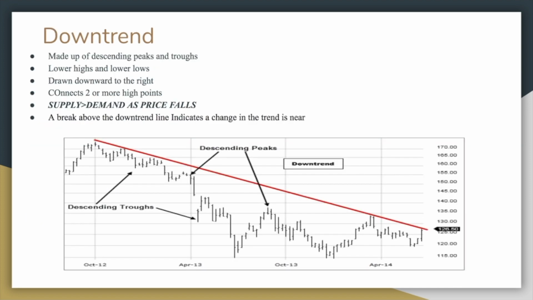So a downtrend is completely the opposite of an uptrend. Of course, it is made up of descending peaks and troughs, right? So as you can see here, these are the descending peaks, and these are the descending troughs. We have lower highs and we have lower lows, right? It's on a downtrend. Connect two or more points, just the same as we connected on the uptrend itself. Now, that's when the sellers are coming in hard.